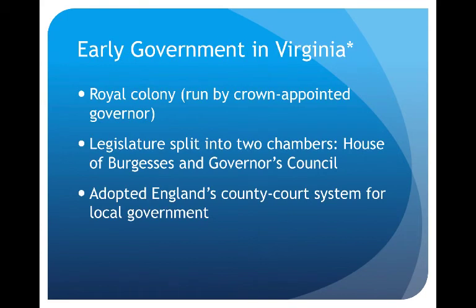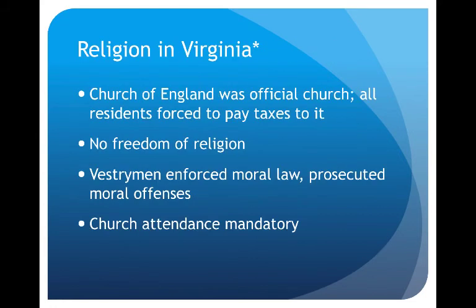All right, so Virginia is a royal colony, which means it's run by a governor who's appointed by the monarch. It does have a legislature, though. This is split into two chambers, the House of Burgesses and the Governor's Council. The House of Burgesses is elected. The Governor's Council is a lifetime appointment appointed by the monarch. They also adopted England's county court system for local governments. So you can see this influence today. The House of Burgesses would be the rough equivalent to a state legislature or to Congress. We still have, of course, the county court system as well.